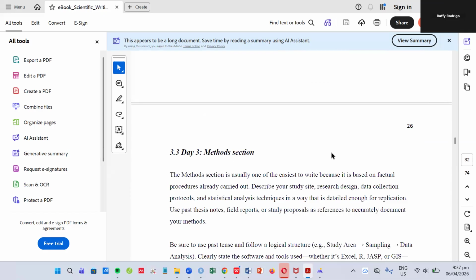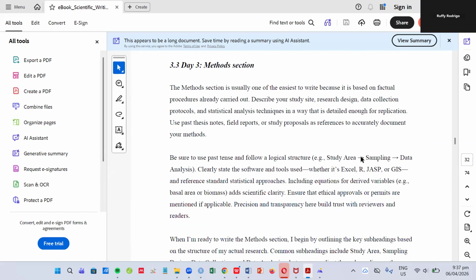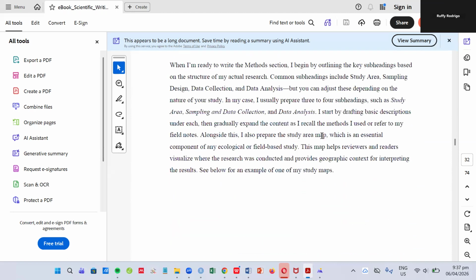Now, why start with the methods on the third day? Why not the introduction? Basically, you know what you did already, and you know what you have written in your discussion. So now it is easy for you to write the methods. You did this, I did the modeling, I used Excel, I used GIS, and so on, and then data analysis.